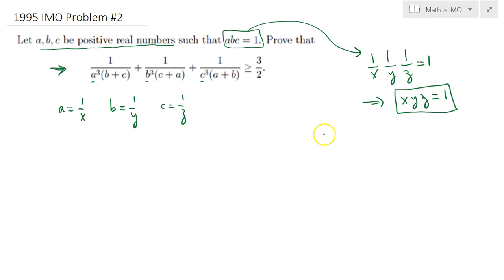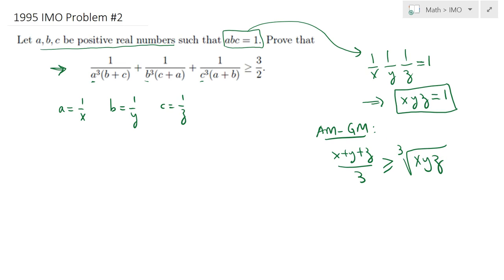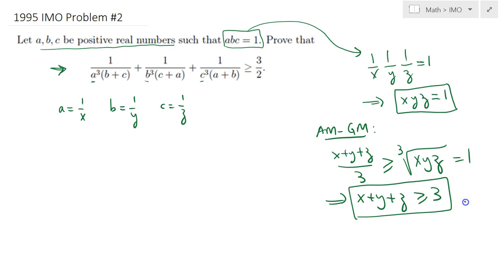Notice that if I apply, for instance, AM-GM on the following expression, (x plus y plus z) over 3 is greater than or equal to the cubic root of xyz, but xyz is equal to 1, so that's just equal to 1, implying that x plus y plus z is greater than or equal to 3. I'll make use of it in a minute, but going back to our expressions, let's focus on one of them.